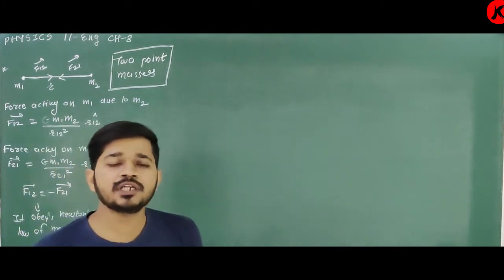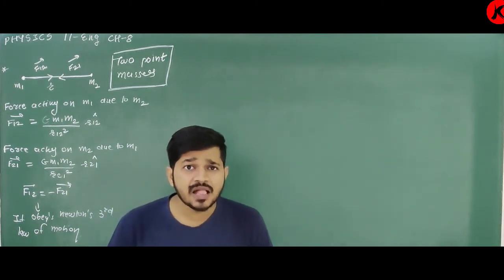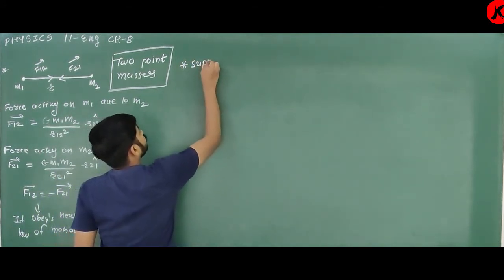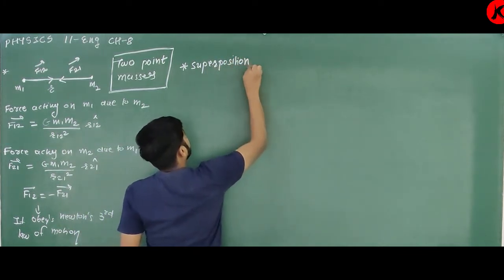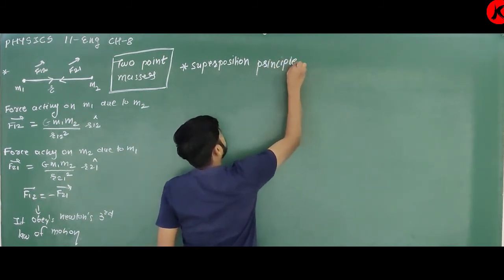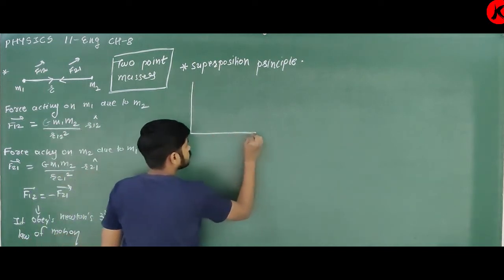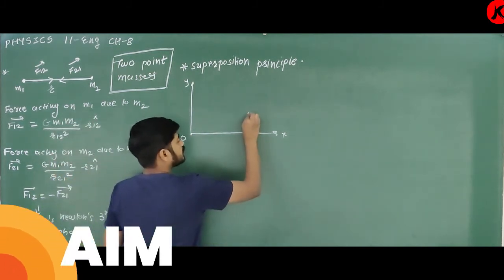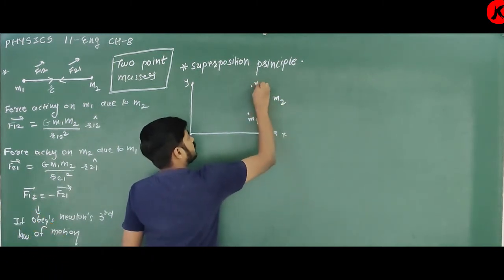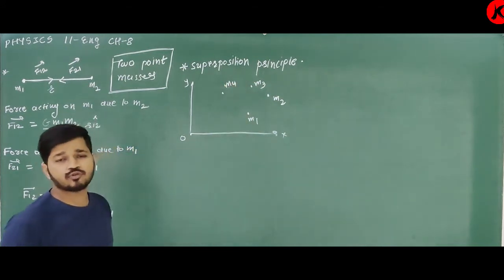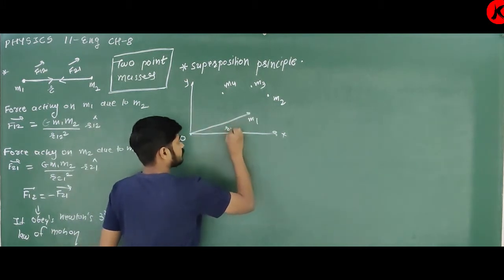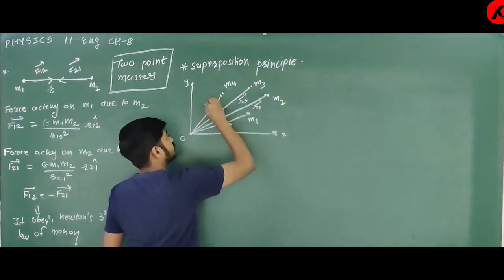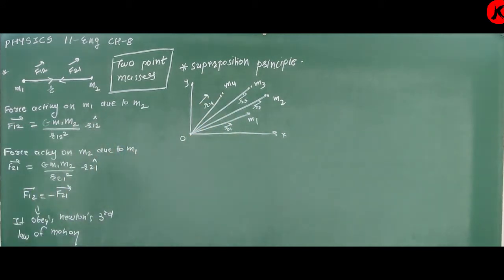Now, yes, it is for two masses. But if you are given more than two point masses, then how to find the gravitational force? It is called the superposition principle. For example, take a coordinate system x, y, z, with z perpendicular to the plane, coming outside, and origin point O. If you are given a number of particles having masses m1, m2, m3, m4, for example, 4 particles having position vectors r1, r2, r3 and r4.